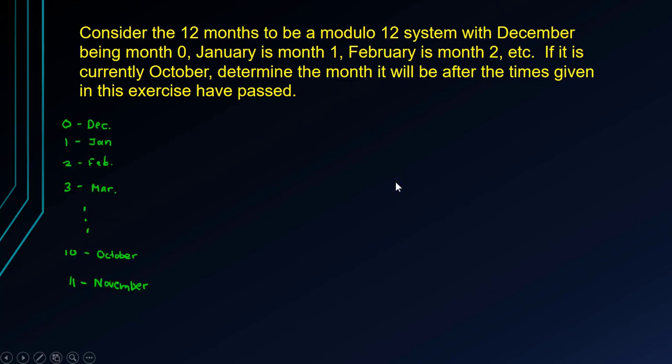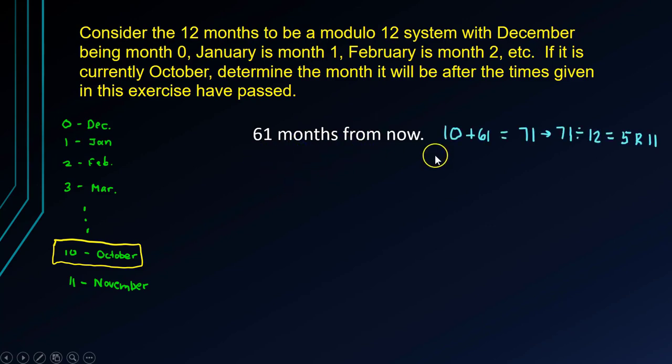Again, as a reminder, 0 is December, 1 is January, 2 is February, and so forth. And we're starting in October, so we're starting with 10 in each one of these cases. So 61 months from now, I'm going to take 61 months and add it to 10 and get 71. And when I do 71 divided by 12, I get 5 with a remainder of 11. Well, this remainder is what I'm mainly looking for, and that coincides with November.